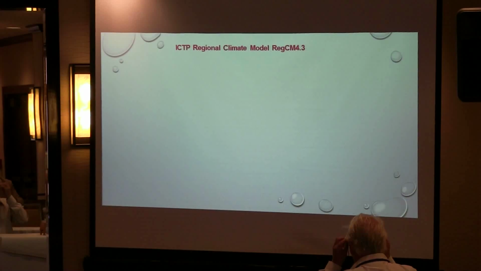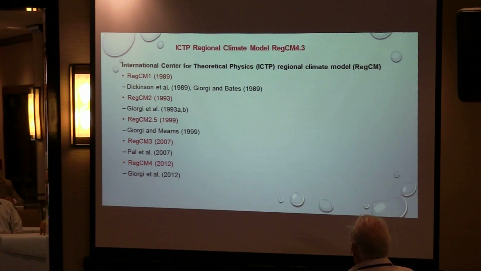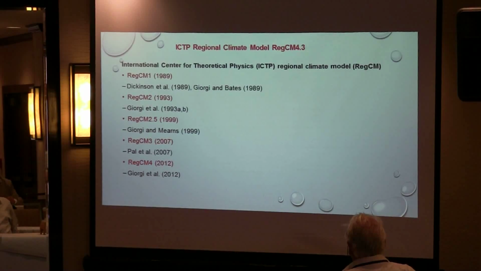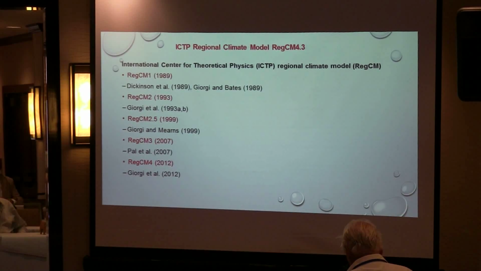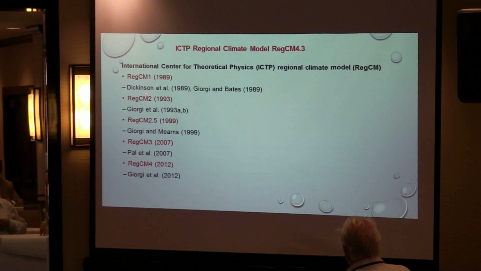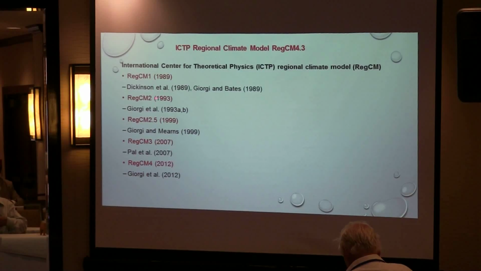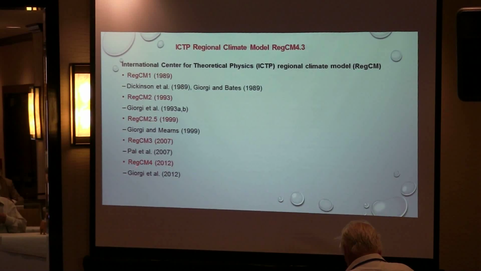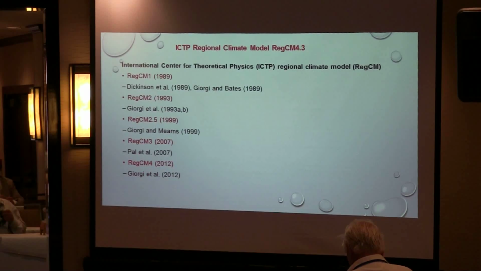Here is a short introduction of the regional climate model. In this study, we use the International Center for Theoretical Physics Regional Climate Model version 4.3. Initially, the first version was developed in 1989 by Dickinson et al., and then it went through further development, and finally we have its fourth version, introduced by Giorgi et al. in 2012.